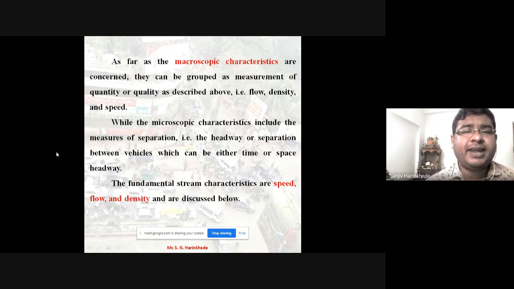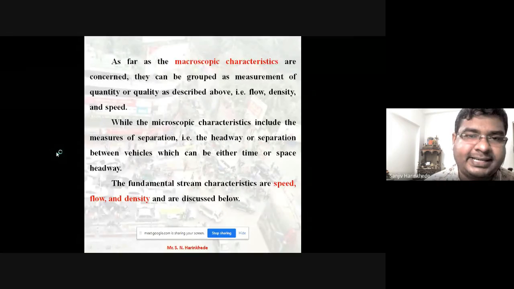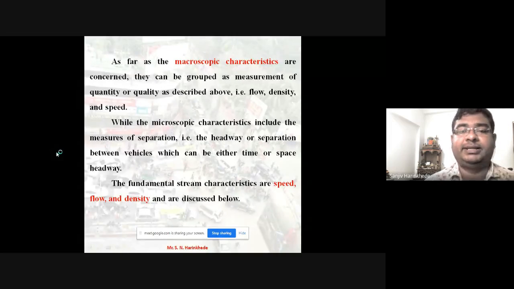As far as the microscopic characteristics are concerned, they can be grouped as measurement of quantity or quality as described above. That is flow, density, and speed. As we know, these three main characteristics on which the traffic flow depends are flow, density, and speed.